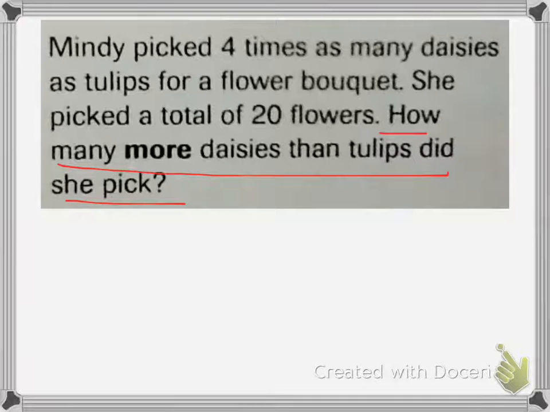You need to create the model that makes sense for this and do your labeling and show all key pieces of information. By the end, you should know exactly how many daisies and how many tulips there were, and then you answer the question, how many more daisies than tulips did she pick? Feel free to just stop the video, solve the problem, and move on to the next one.